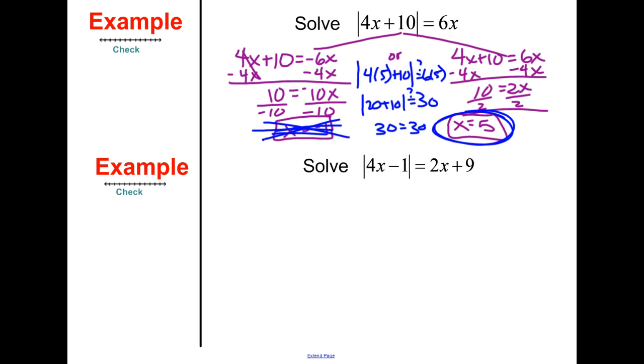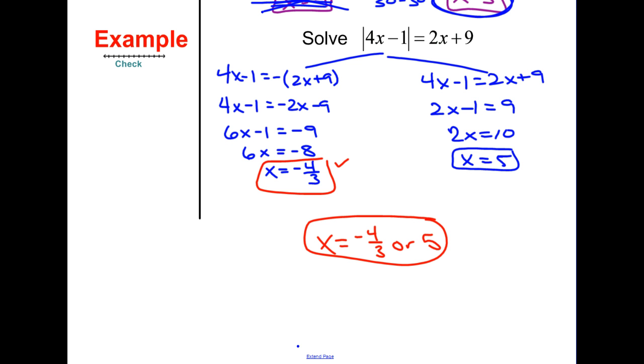All right, I want you guys to try this problem on your own. Check your answer, see if it works. Tell me which answers do work and which don't. All right, once you check your answers, you should realize both solutions work because -4/3 times 2 is going to get you -8/3, and adding 9 will make it a positive number, which makes it end up working out.